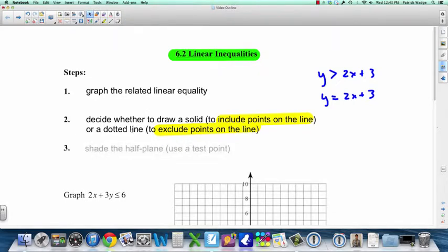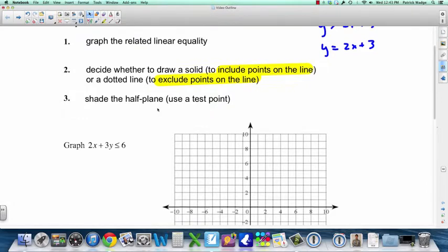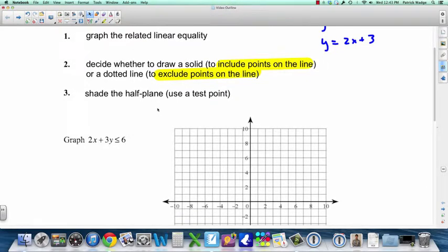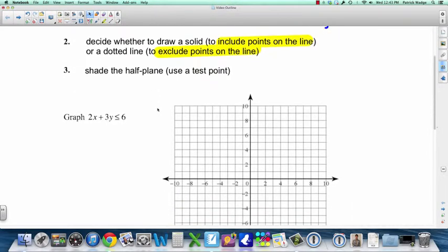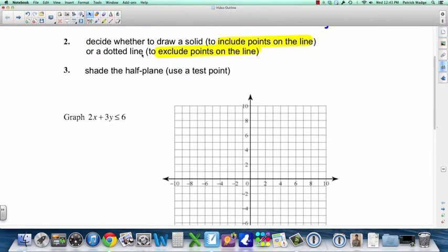And then the third thing you do is you shade the half plane. Use a test point and you shade the half plane. So I'll explain that, but there's the steps just so you have them written down. So the first thing we're going to do is we're going to graph 2x plus 3y is less than or equal to 6. And the first step says that you need to graph the related linear equality to start.